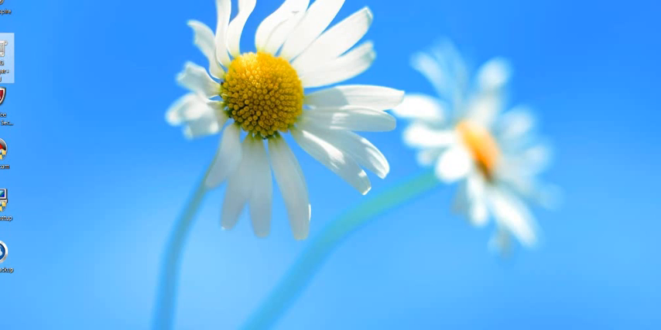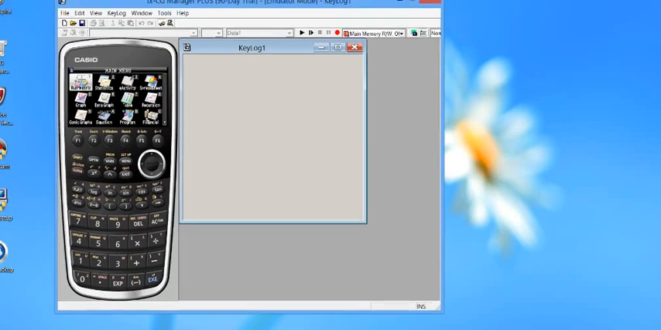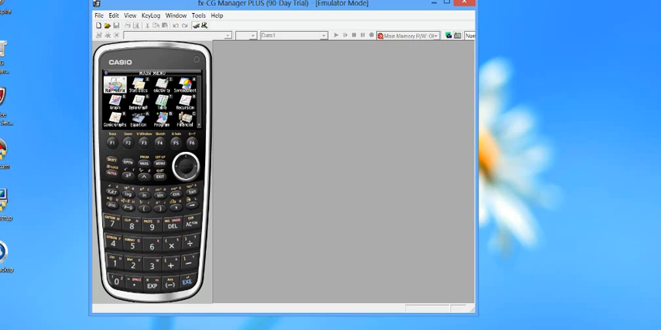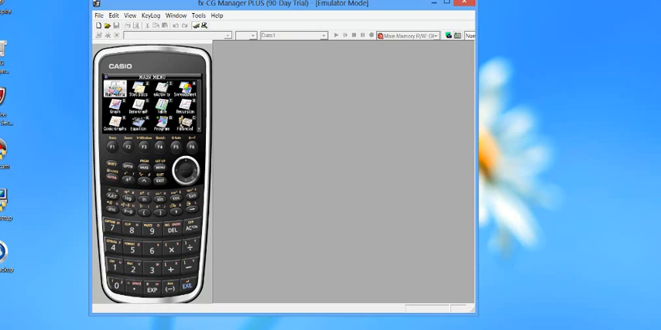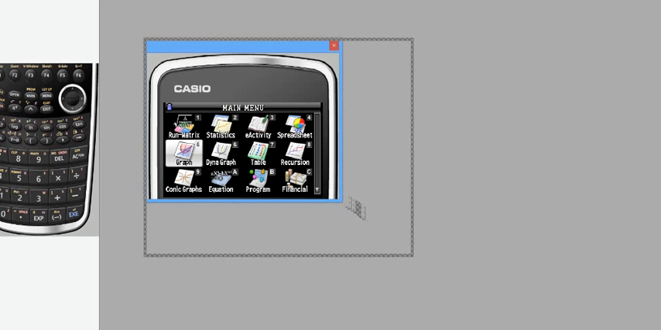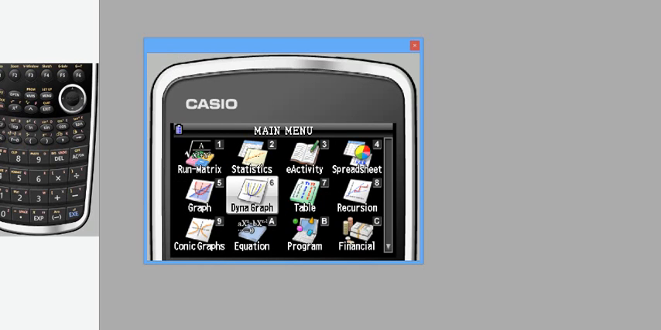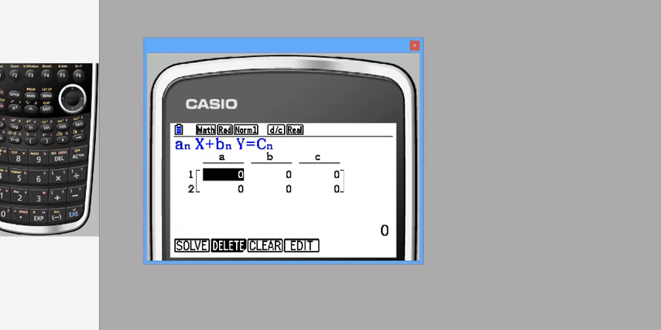Where's my calculator? And in your calculator, have you all used simultaneous equation mode? Alright, simultaneous equation mode. Let's see if I can make that bigger. That's tiny on the board, isn't it? Better. Then we want simultaneous, so F1.